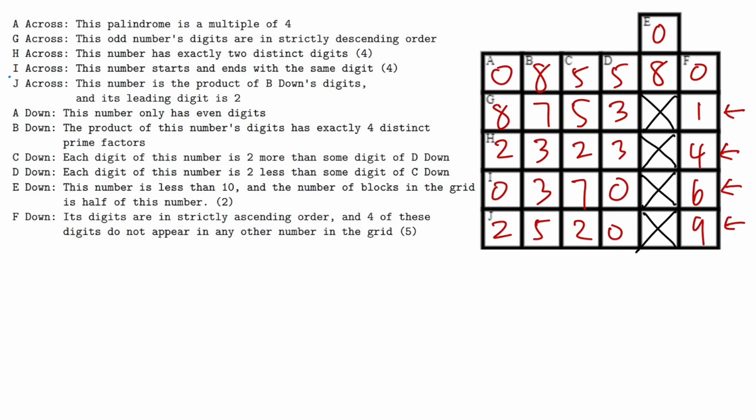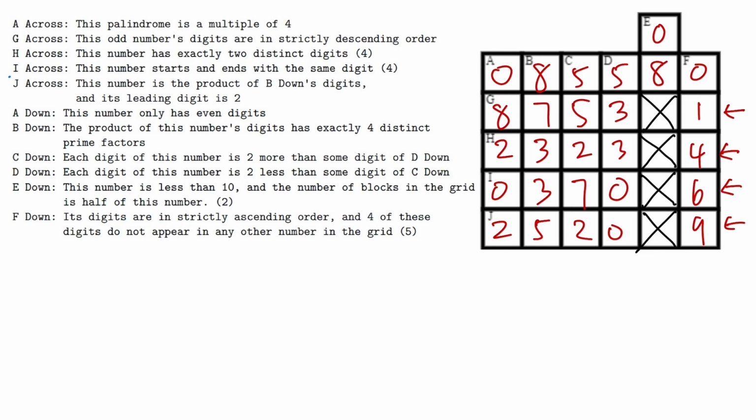Good. Now, H across. This number has exactly 2 distinct digits. So we're talking about just 2 and 3. Good. And then I across. This number starts and ends with the same digit. So we have 0 and 0. Good. And then J across. This number is the product of B down's digits. And the leading number is 2. So if you multiply 8, 7, 3, 3, and 5, you do get 2, 5, 2, 0. So good. A down, this number only has even digits. 0, 8, 2, 0, 2, they are all even.